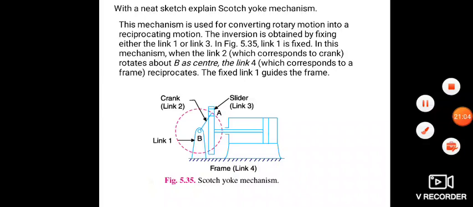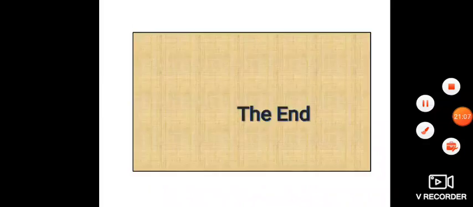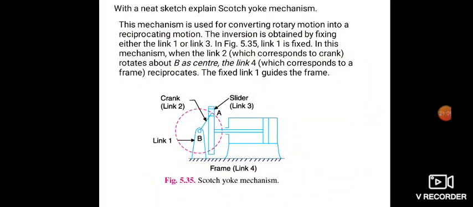Then next, moving on to the next question, that is, with a neat sketch explain the Scotch yoke mechanism. So this is the Scotch yoke mechanism shown in the figure. So the crank is connected, and sliding action will be taking place with the help of the slider, which is connected to the crank, and one end of that link is connected to the piston rod inside the cylinder, okay. That is, reciprocation will be taking place.